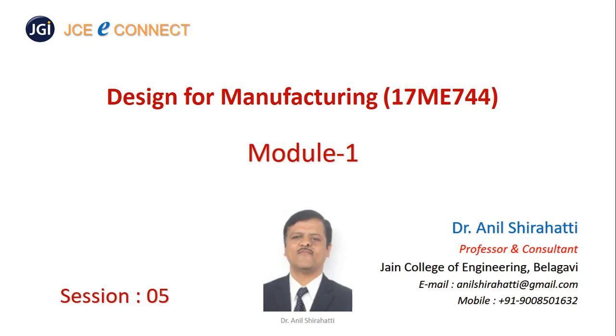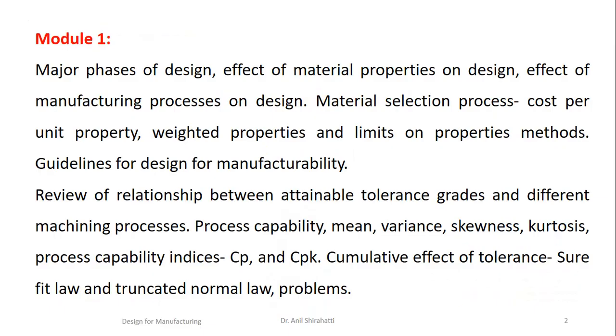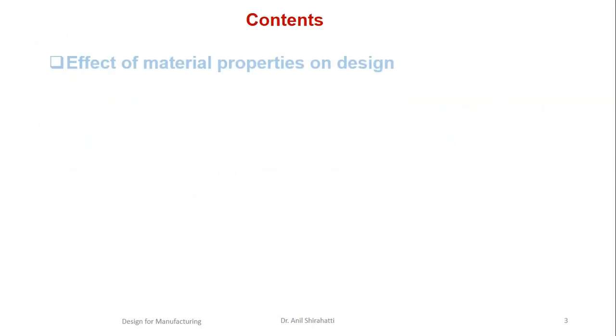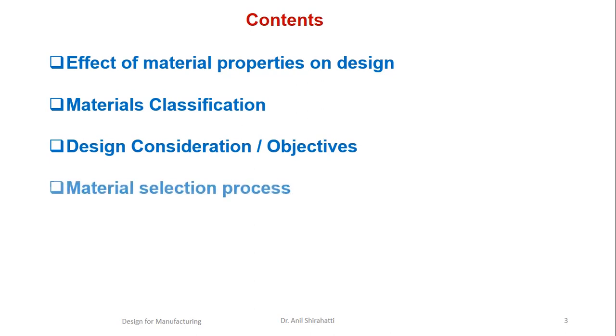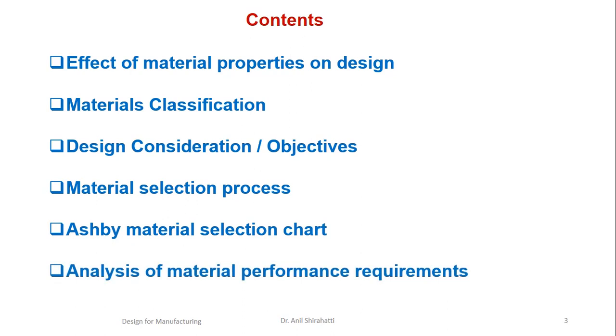So today's session, that is session 5 on design for manufacturing, we will be seeing the effect of material properties on the design. So in today's lecture, I will be covering the effect of material property on design, how the materials are classified, design considerations and the objectives for the different manufacturing processes you will be dealing with, then how you select the material, then the Ashby material selection chart and analysis of material performance requirements.